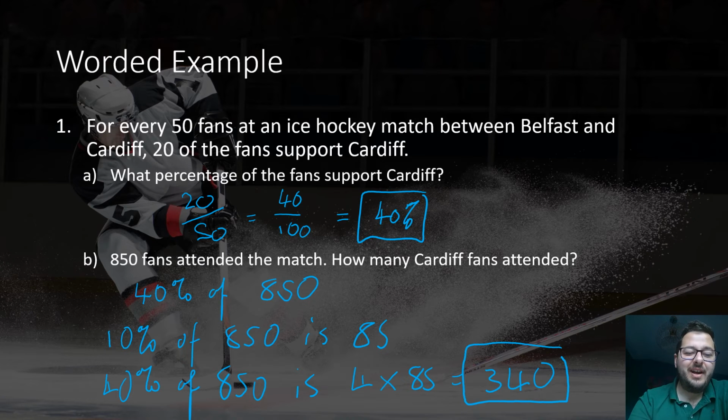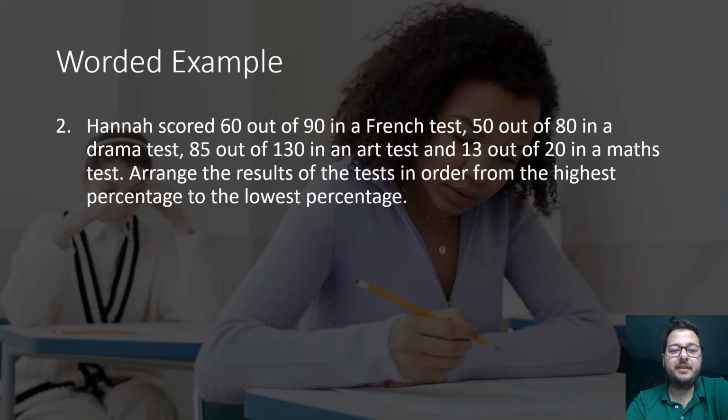Okay. All right, and then one final question to have a go at. So it says here, Hannah scored 60 out of 90 in a French test, 50 out of 80 in a drama test, 85 out of 130 in an art test, and 13 out of 20 in a maths test. Arrange the results of the test in order from the highest percentage to the lowest percentage. Okay, so let's just do these as they are then.